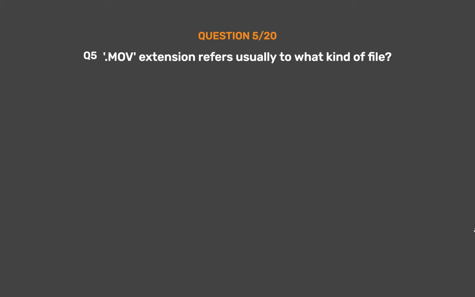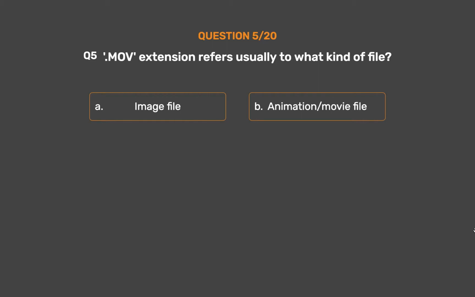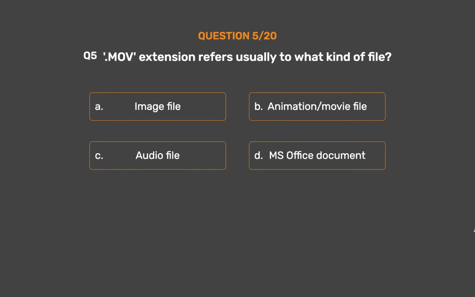.mov extension refers usually to what kind of file? Option A. Image file. Option B. Animation/movie file. Option C. Audio file. Option D. MS Office document.